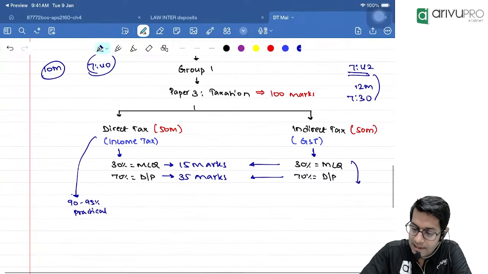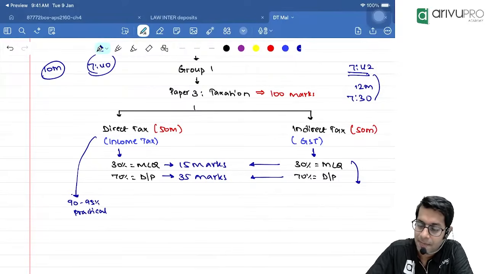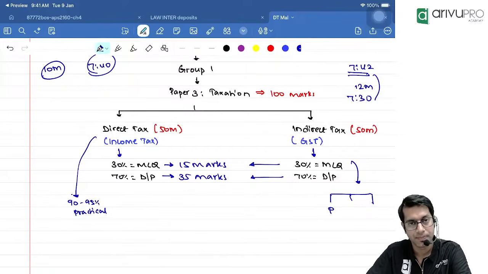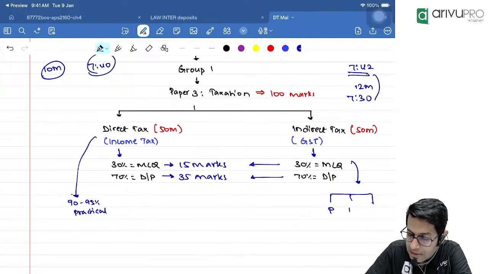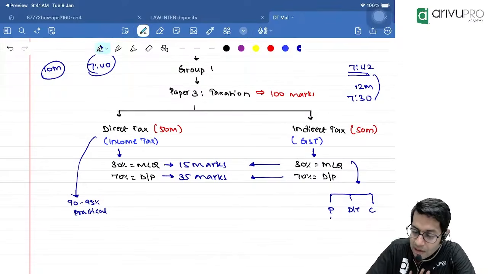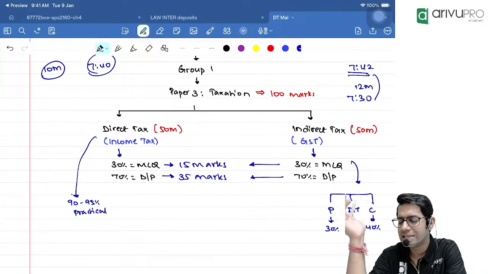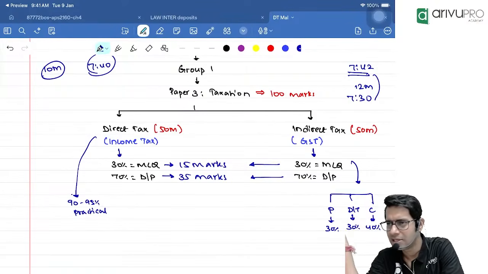Whereas GST or indirect tax is divided into 3 categories. The questions are divided into 3 categories. It will have practical questions, descriptive or theory questions, and case study based questions. Practical questions will be almost 30%. Descriptive theory questions will be 30%. Case study based questions will be 40%. But practical and case study may change. Sometimes practical will be 40% and case study 30%.